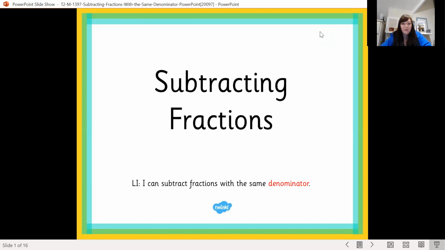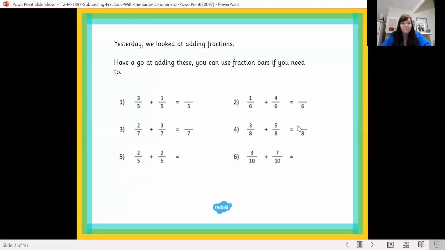Today we are going to look at subtracting fractions. So you're going to be able to subtract fractions with the same denominator. So quickly, can you just tell the screen what the denominator is in a fraction? So the denominator is the bottom number in the fraction and the numerator is the top number in a fraction.